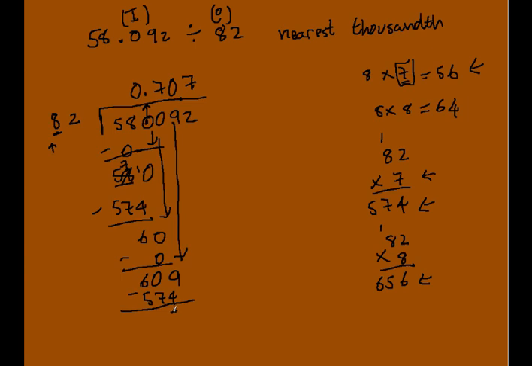9 take away 4 is 5. 0 take away 7, cannot do that. Borrow 1, this becomes a 5. 10 take away 7 is 3. 5 take away 5 is 0, don't need to write it down. Bring down the 2. Now the question is, when do we stop? Because they asked us to round to the nearest thousandth. And I'll show you when to stop, because this is the 10th, this is 100th, and this is 1000. But we need another number here to know what to round it to.